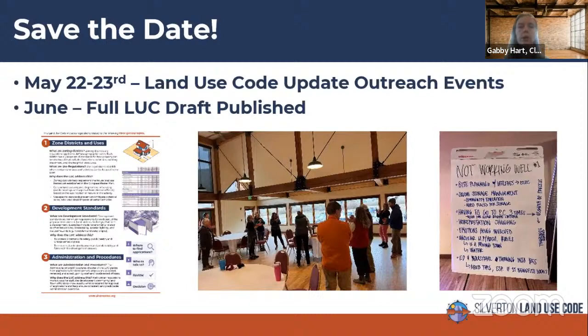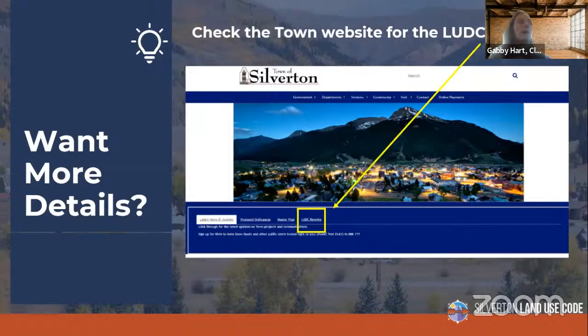So something to keep on your radars at the end of the month, May 22nd and 23rd. We're still formalizing the actual times and locations of events, but we will be around town talking about the land use code update, trying to get all of your community public input before that full draft is published in June. Next slide, please. I think that might be it.